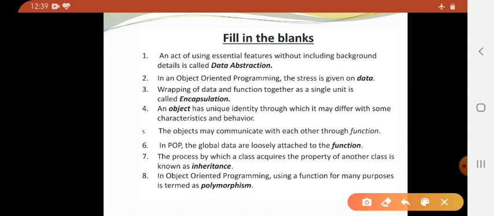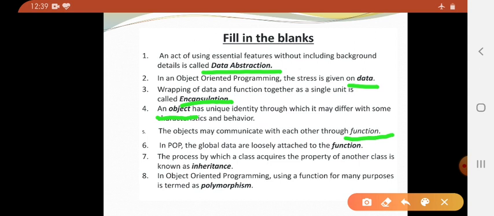Then an object is your blank space. An object has a unique identity through which it may differ, with some characteristics and behavior. So as I told you before, all the bold letters are your answers. So you can underline it also. Okay. Here I forgot to make it bold, but this is the answer.